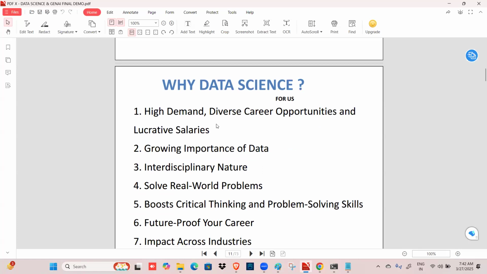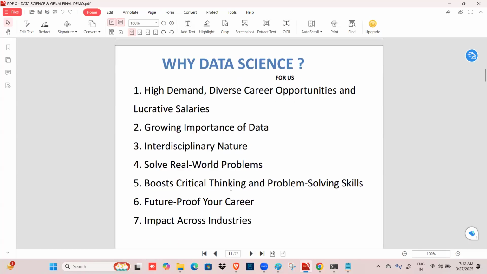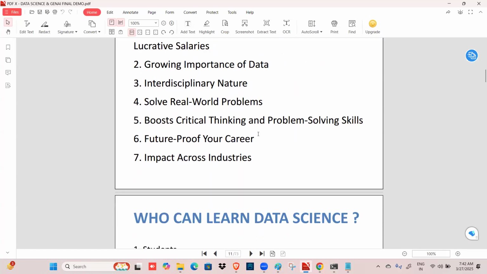So why data science for us? High demand, diverse career opportunities, and lucrative salaries. There are profitable salaries, and growing importance of the data. Nowadays, data is very important. What is present inside the data will give us a large number of business insights, and it is interdisciplinary in nature. So solve real world problems, boost critical thinking and problem solving skills, future proof your career, and impact across the industries.